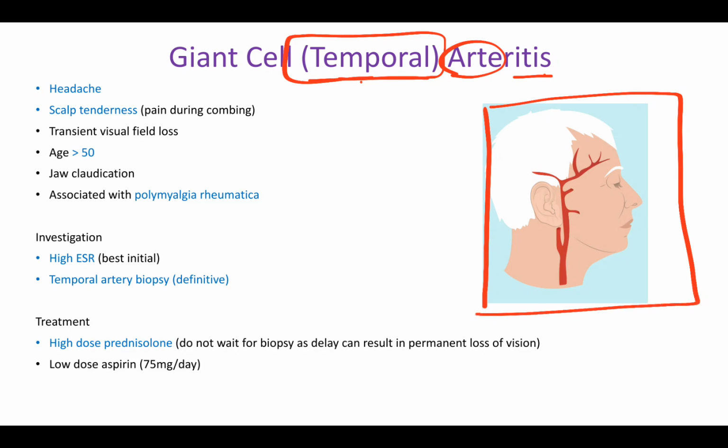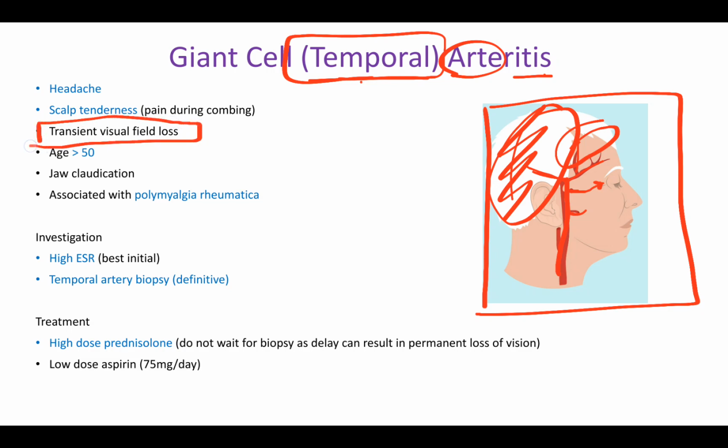When the patient's temporal artery is affected, all the areas that it supplies blood to are affected. So as you can see in this image, there will be some scalp tenderness. Whenever she's combing her hair, her scalp will start paining. She'll have headache, and this eventually leads to ophthalmic artery inflammation as well. So when the patient's ophthalmic artery is inflamed, she will have transient visual field loss. Alright, that is temporary visual field loss.